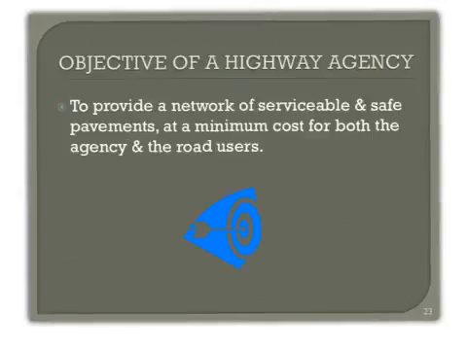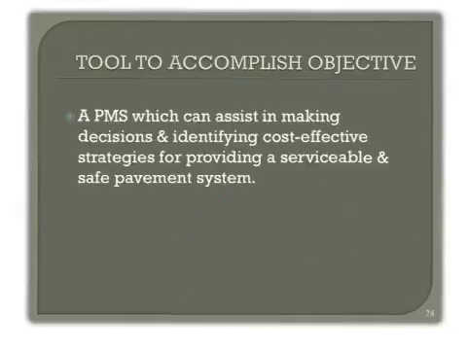So the question here would be, what's really the main objective of a highway agency? The objective really is to provide a network of serviceable and safe pavements, and the goal is to do that at a minimum cost for both the agency and the road users. The tool to accomplish this objective is really the PMS, the pavement management system, which can assist in making decisions and also identify cost-effective strategies to provide a serviceable as well as safe pavement system.